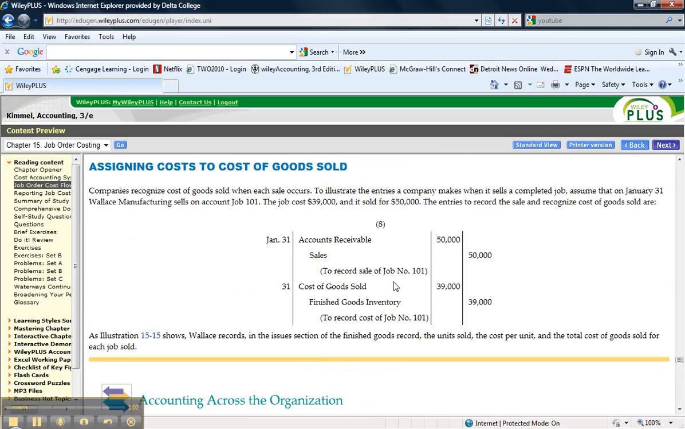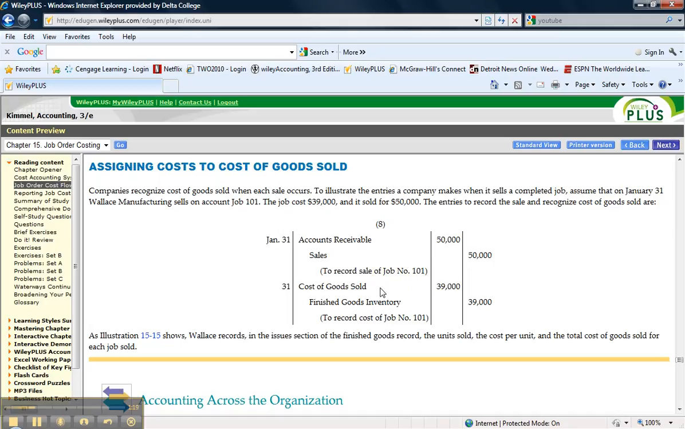Then, to record the sale, we've got two entries like we always have for recording sales of products. The first one is to record our revenue that we make, or our sales. This is the marked up cost that we're going to collect from our customer. Debit AR, credit sales, we've seen that before.